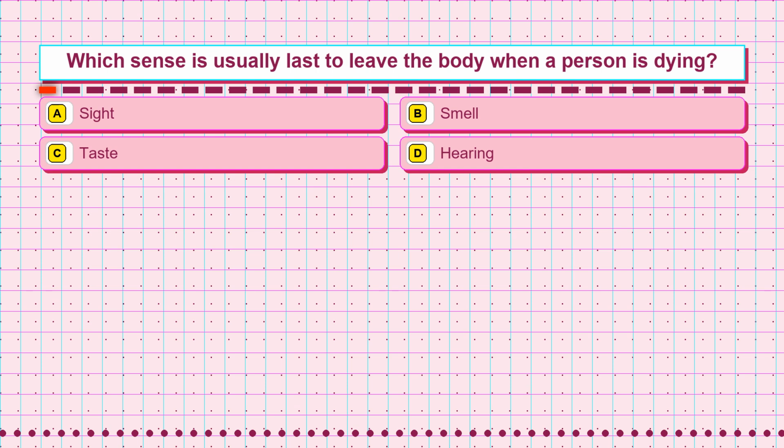Question 100. Which sense usually lasts longest before leaving the body when a person is dying? Option A, sight. Option B, smell. Option C, taste. Option D, hearing.